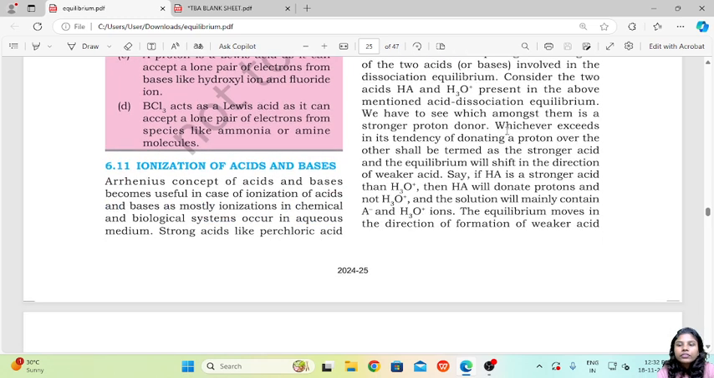So what they are saying is, whichever one exceeds in its tendency of donating a proton over the other, two are there, HA and H3O plus. If say HA exceeds H3O plus in its tendency to donate a proton, then we shall term HA the stronger acid, and the equilibrium will shift in the direction of the weaker acid.